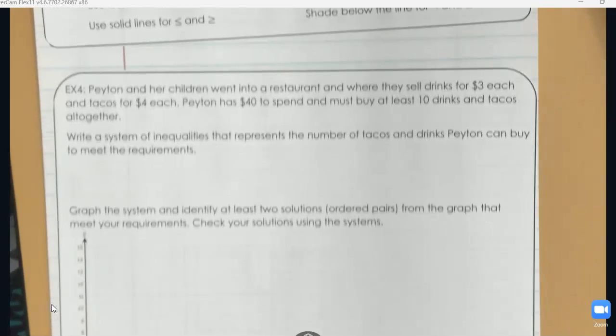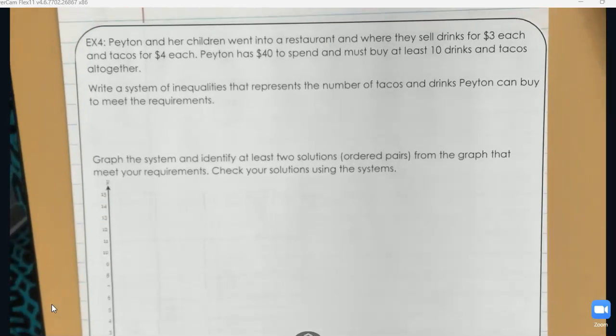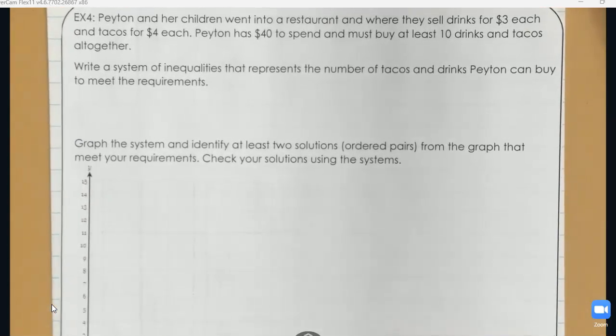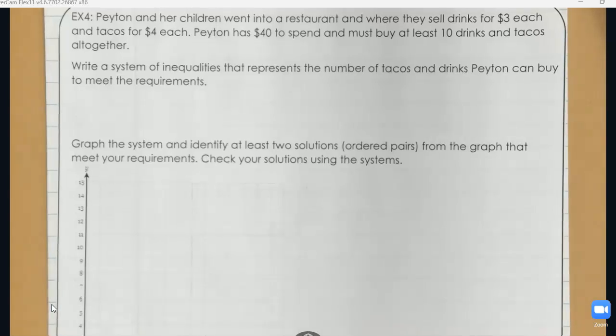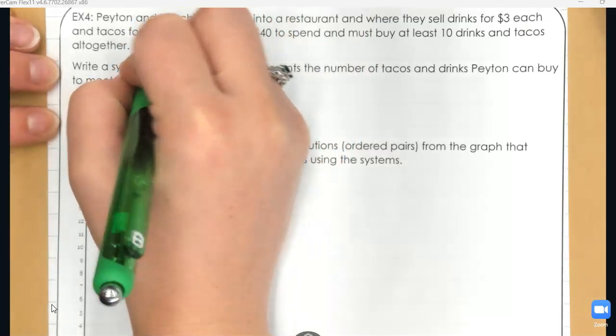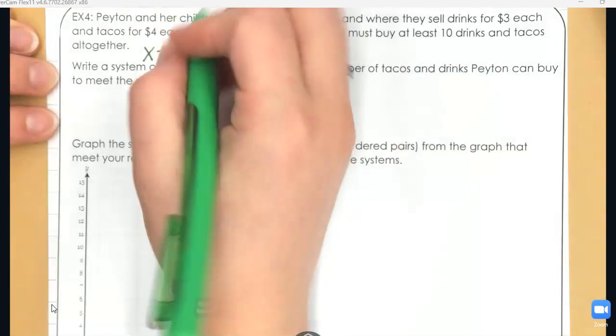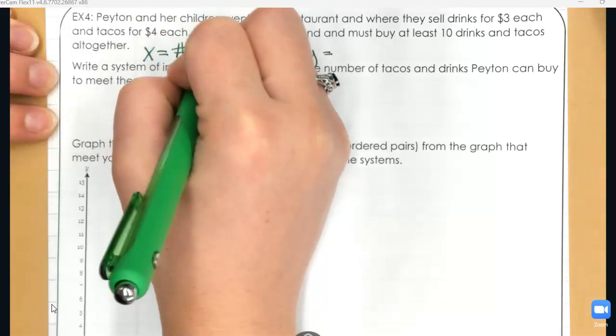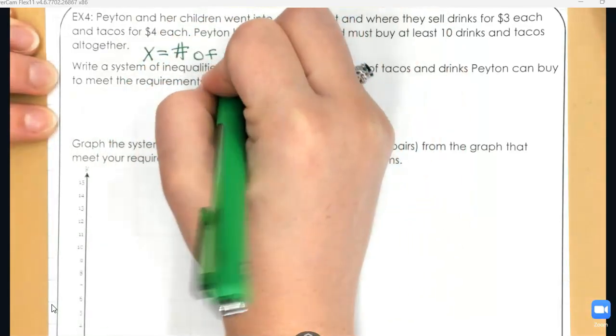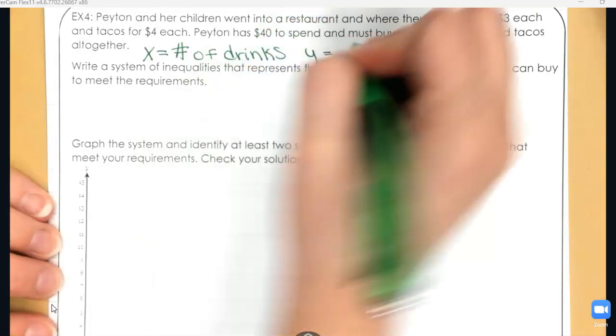So we're going to do two examples. The first one being Peyton and her children went to a restaurant where they sell drinks for $3 each and tacos for $4 each. Peyton has $40 to spend and must buy at least 10 drinks and tacos altogether. So to write this system, I first need to define my variables. We are going to just go back to our basics, x and y. And what we're looking at is items. So I'm going to let x be the number of drinks, and I'm going to let y be the number of tacos.